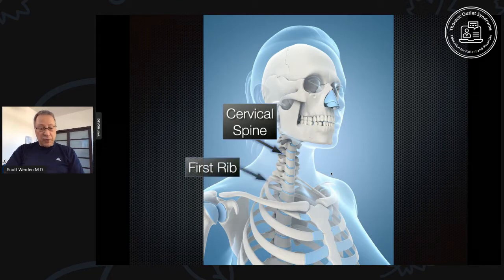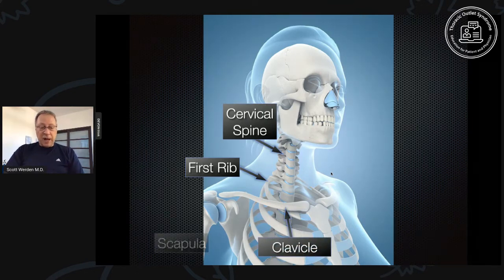We're going to look at the first rib, which curves from the cervical spine around the front. The clavicle is also known as the collarbone. The scapula is also known as the shoulder blade. Forgive me, as a practicing doctor, I'm always using these fancy words, but most people would call a clavicle a collarbone. They call a scapula a shoulder blade.